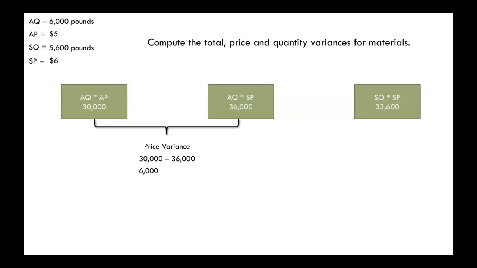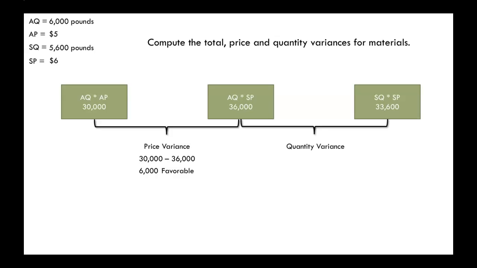Now for variances, we are going to need to know if it's favorable or unfavorable. So in this case, we actually spent $30,000. If we would have based it off of our standard price, our expected price, we would have spent $36,000. So since we spent less, this is favorable.